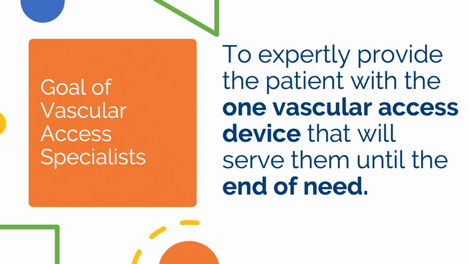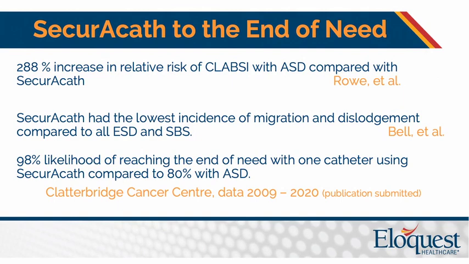All right, what do we remember? We want to expertly place one vascular access device to serve the patient till the end of need. These are 3 studies. This is kind of the synopsis here. We have Rowe's study with a 288% increase of risk of CLABSI with an ASD versus SecureCath. We have Bell's systematic review, Bell and a few other people, where SecureCath had the lowest incidence of migration and dislodgement. And we have the Clatterbridge study, which I just went over, 98% versus 80%. Doesn't seem like much of a choice.